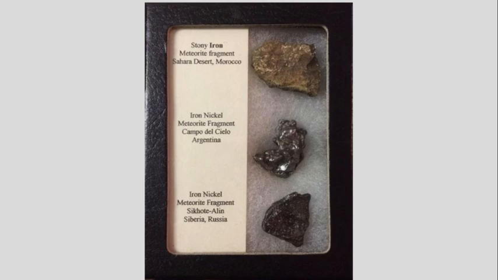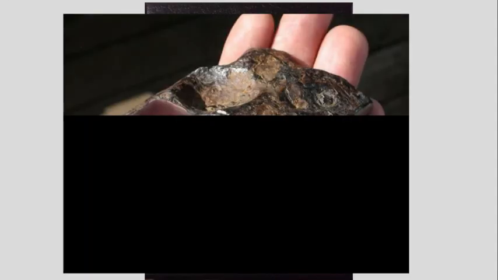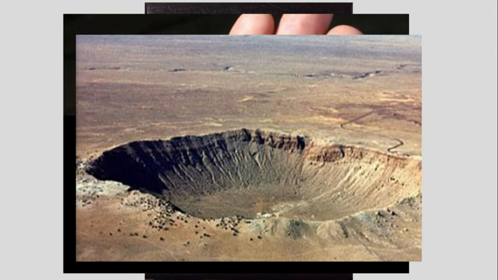Here's some examples of meteorites and where they're found: Morocco, Argentina, Russia. Here's a picture of one. I'm sorry it's not showing up well. And here is a crater created by a meteorite. So meteorites can still be large. Remember, it's a little hard to imagine how massive an asteroid or a meteor is, just because we've never really experienced it. So meteorites can be large as well.